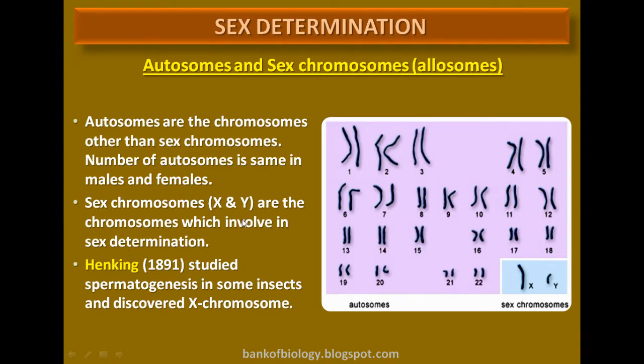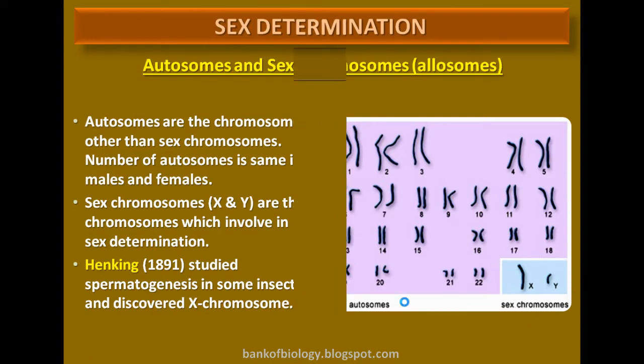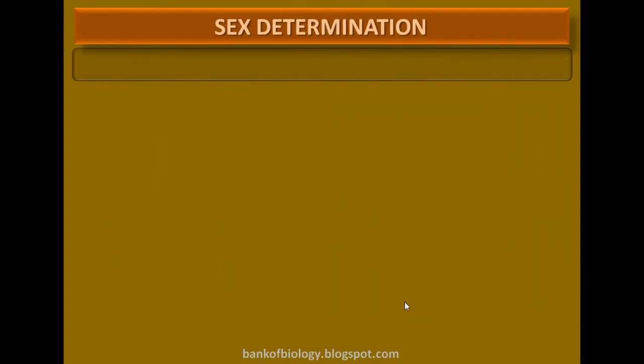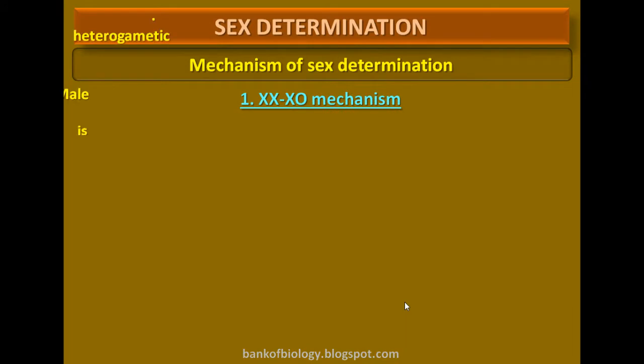Henking studied spermatogenesis in some insects and discovered the X chromosome. So here you see all are autosomes. They are the same in males and females, but these are sex chromosomes, which may be different in males and females. Now we will discuss the mechanism of sex determination.